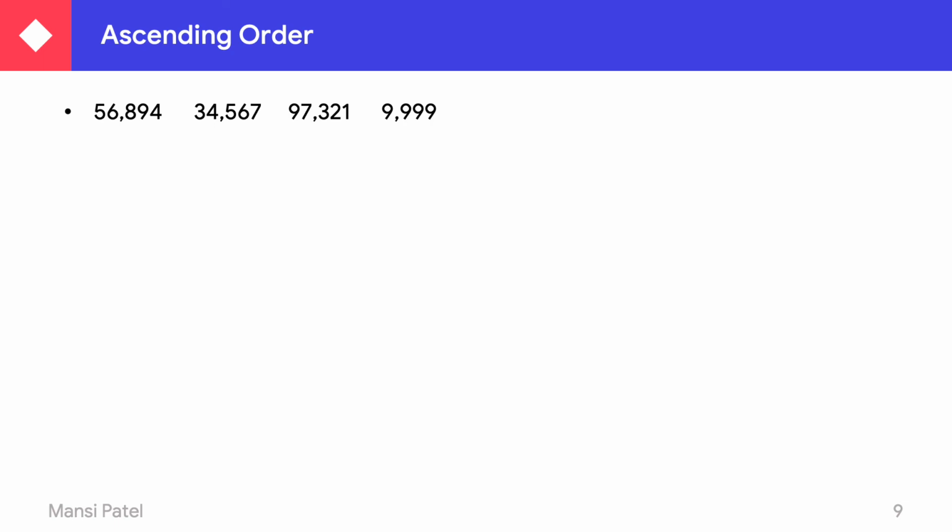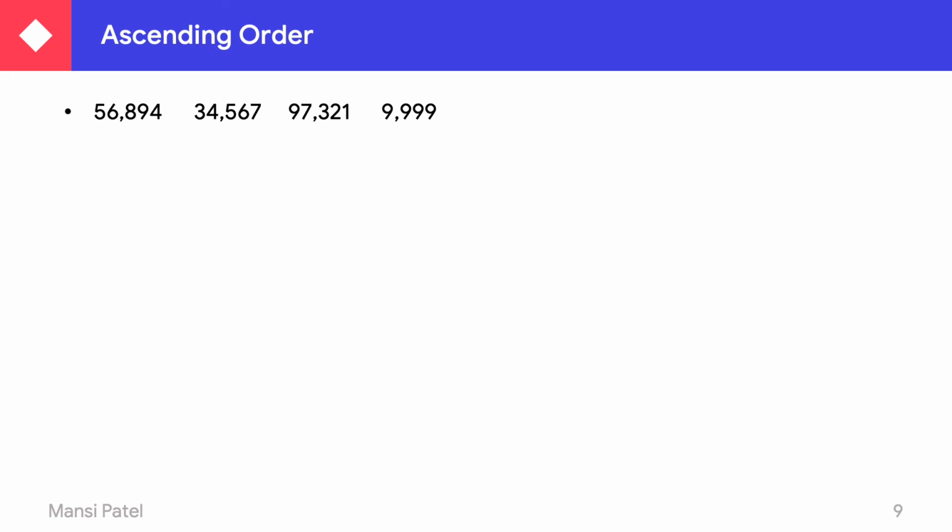56,894, 34,567, 97,321, and 9,999. Whenever you have to find the ascending order's answer, first you have to count the number of digits. The number with fewer digits is your smallest number. So here we can say our smallest number is 9999. Then see in the other three numbers, which one is the smallest?